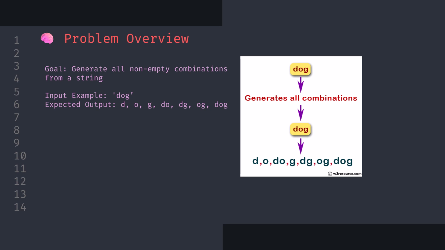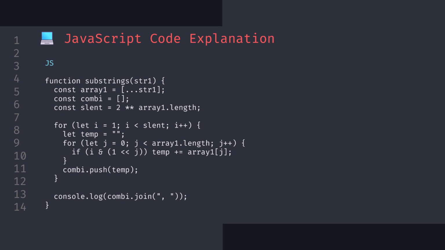We use a binary approach to systematically include or exclude each character. This function uses bitwise logic to find the combinations. Convert the string to an array and loop through 2 to the power of n possibilities using a binary counter. If a bit is set in position, we include the character. The result is stored in an array and printed all at once.